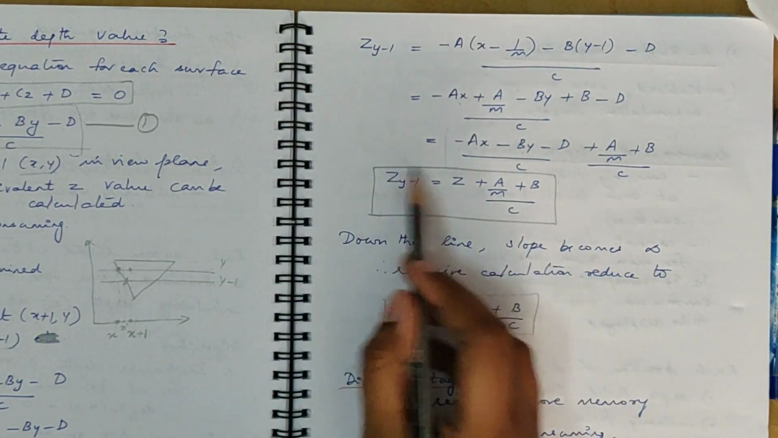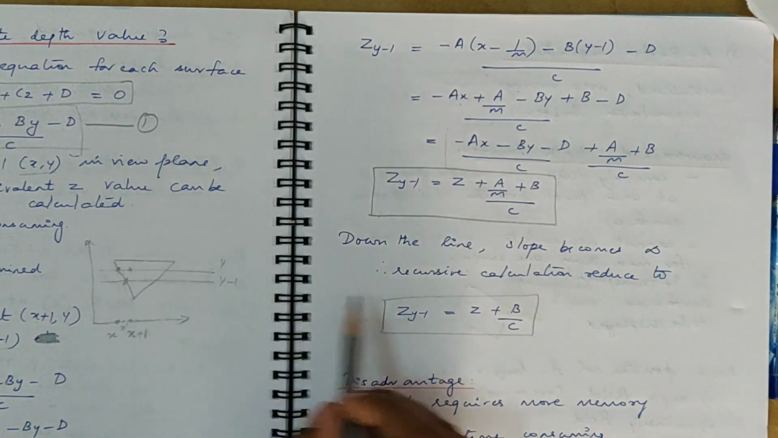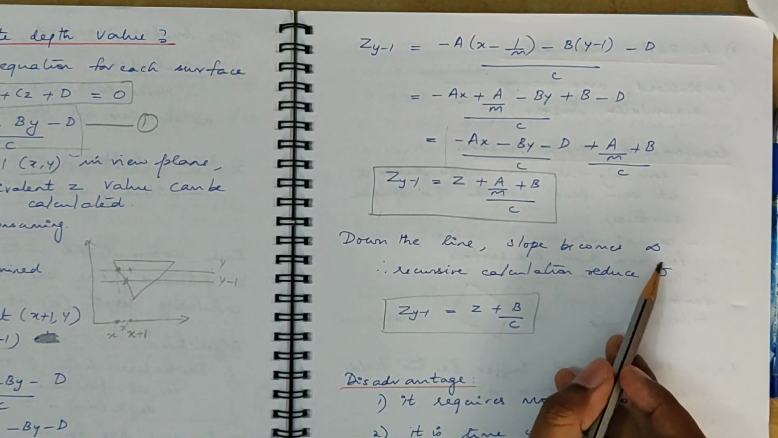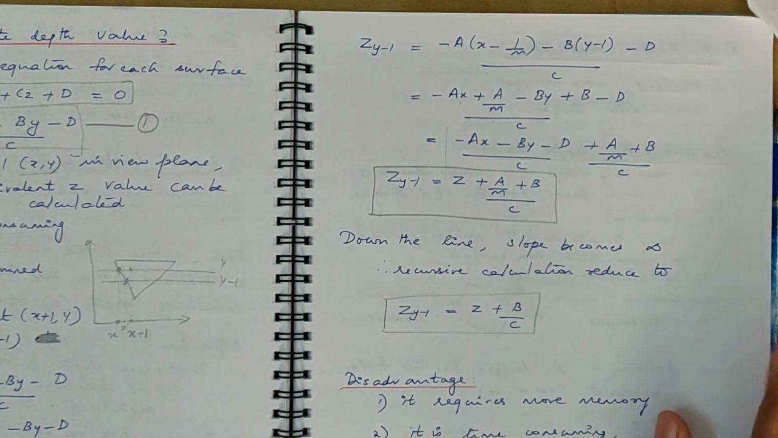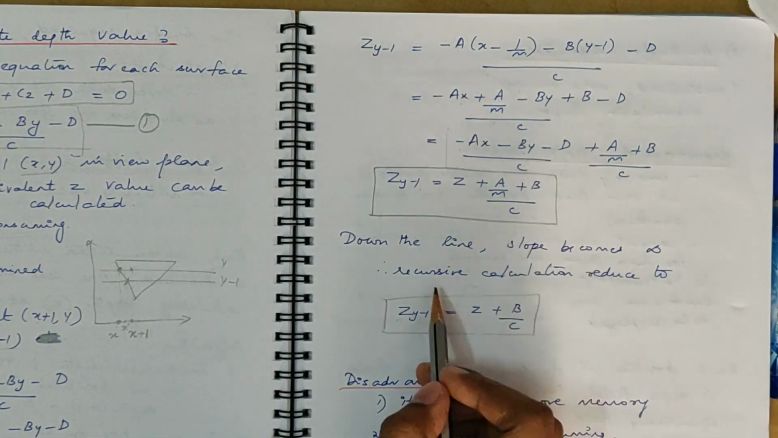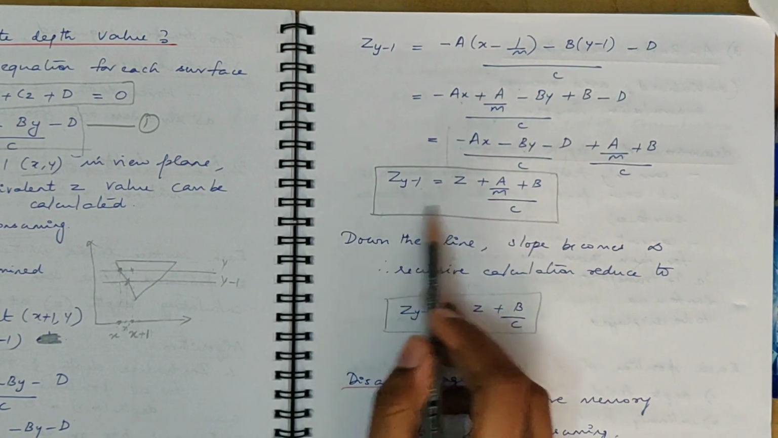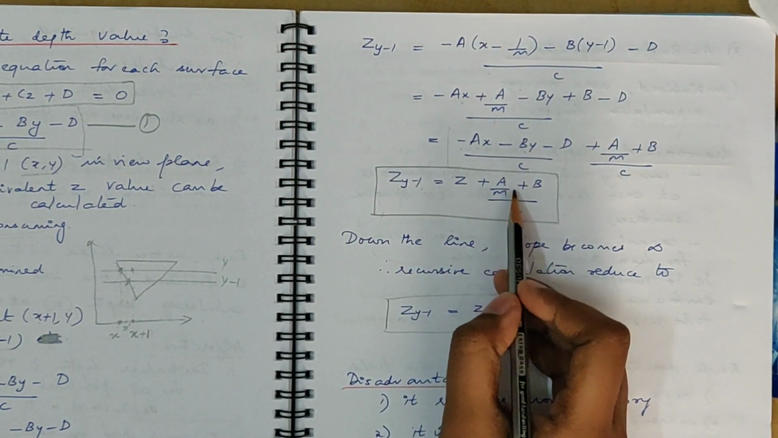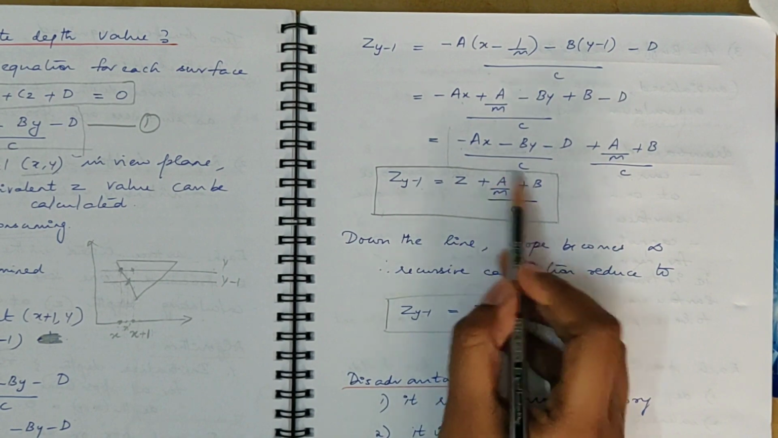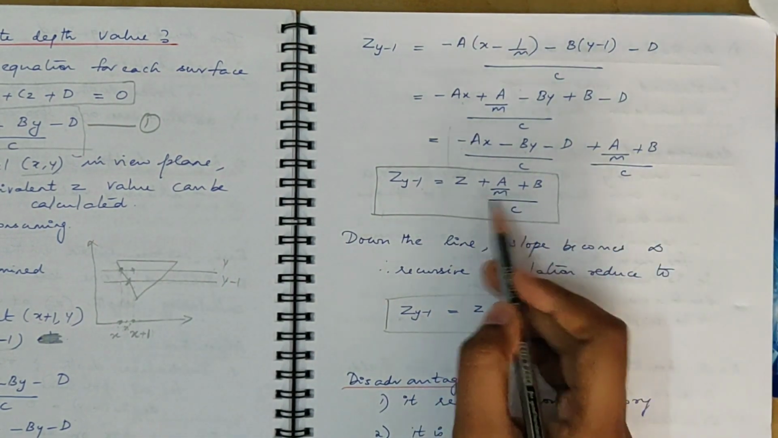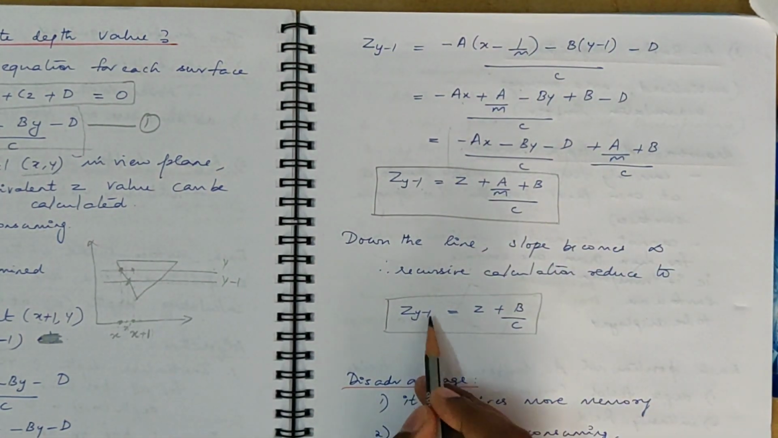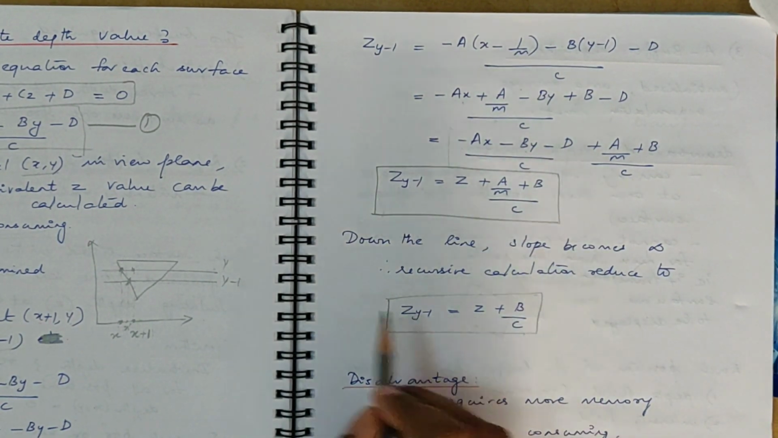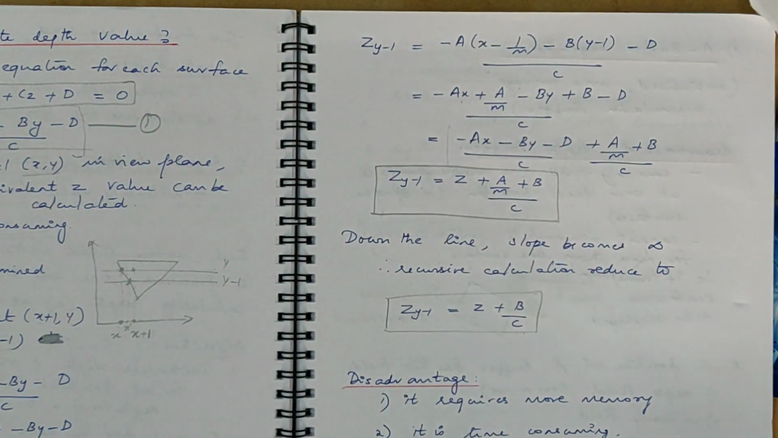Now you can simplify this more, because if you are going down the line, the slope will become infinity according to the normal slope concept. So the recursive calculation will reduce down to, since m becomes infinity, this term goes away. The a by m goes away. So you will get z at y minus 1 as z plus b by c. So this is how you are calculating the depth value.